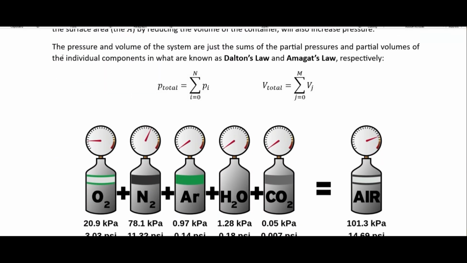The other thing we want to remember is that the pressure and volume of the system are just the sums of the partial pressures and the partial volumes of the individual components. This is known as Dalton's law when we're thinking about pressure, and Avogadro's law when we're thinking about volume. For volume, I think it's pretty straightforward. If you have 4 units of volume, you add them up. That means you have a volume that is 4 times what each of those smaller volumes are. But Dalton's law tells us that this works for pressure as well.